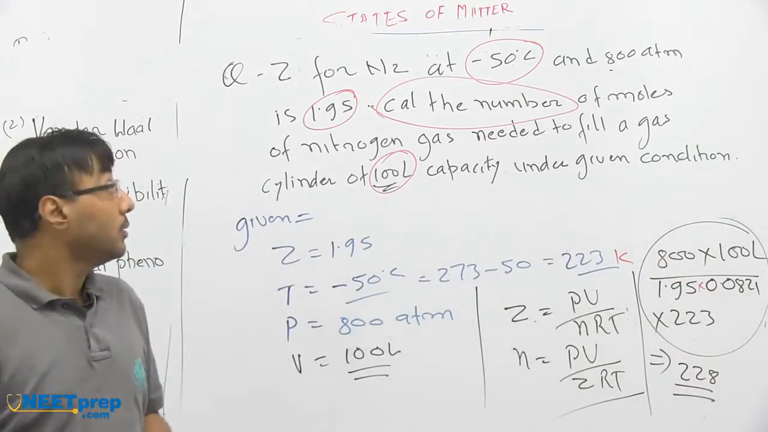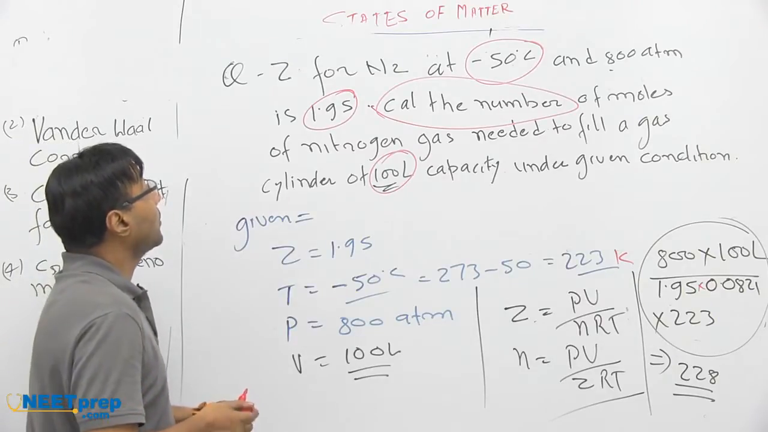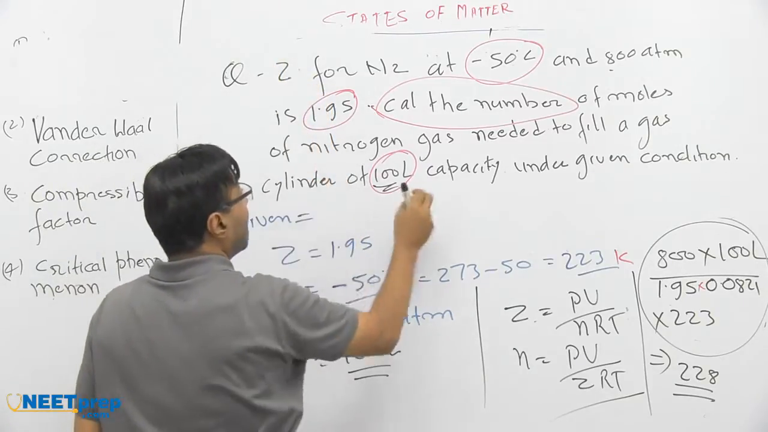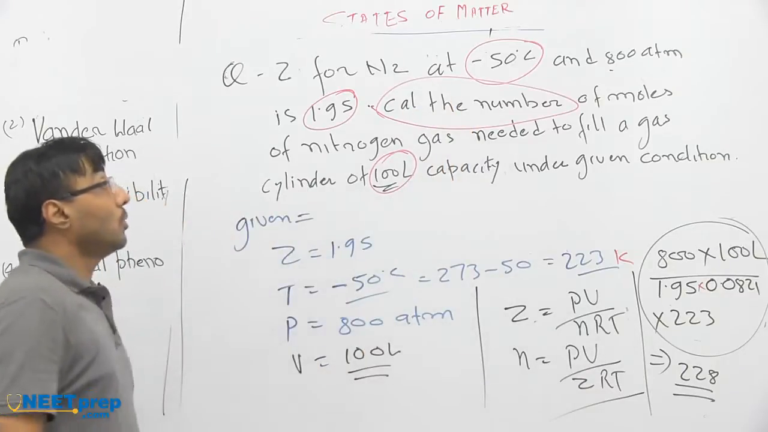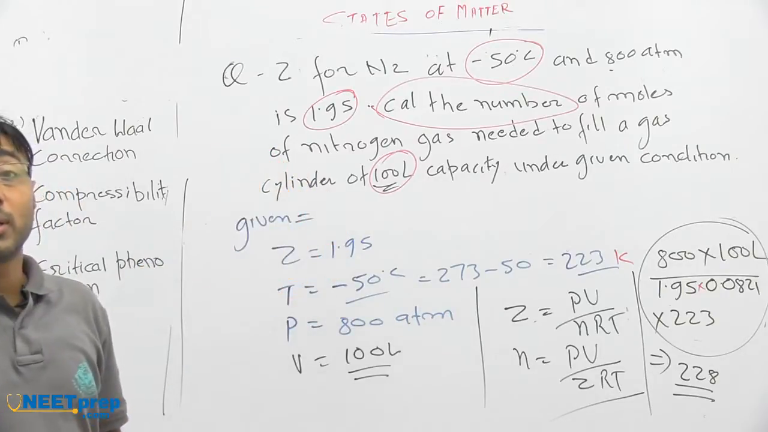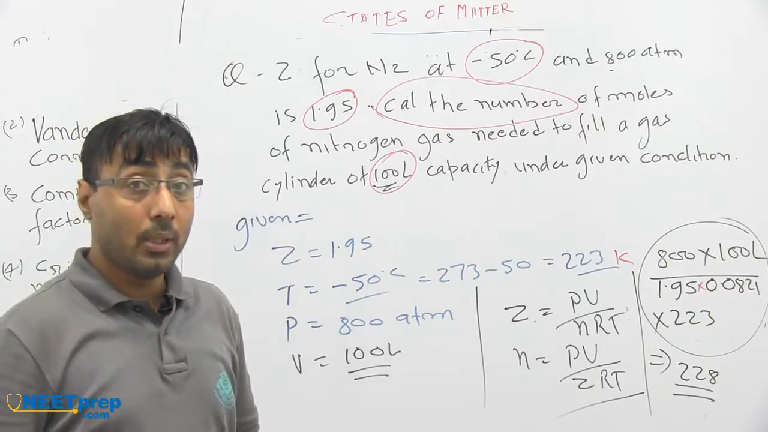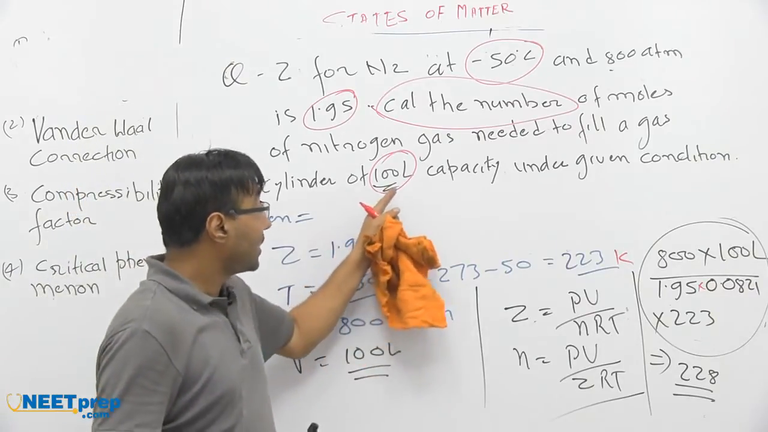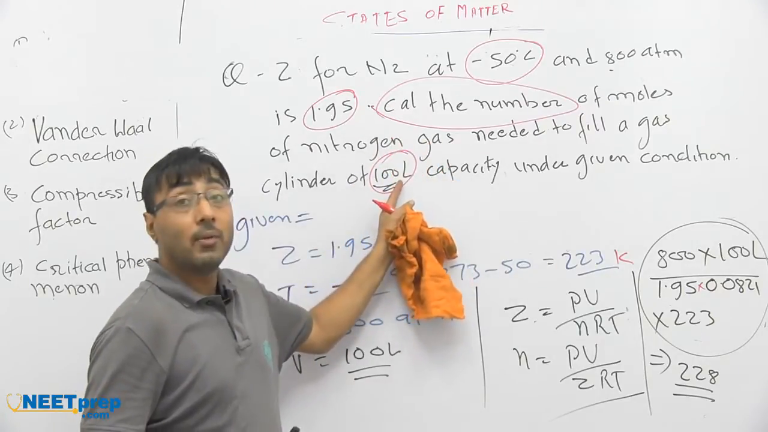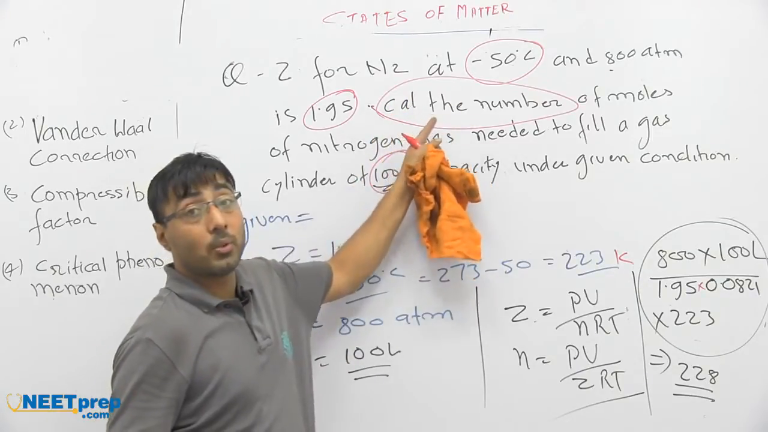So this was the format. We need to find out the value of n. See here the problem where students generally commit a mistake. They consider the volume of nitrogen at the given condition, but we don't need to. We don't need to apply the formula P1V1 by T1 is equal to P2V2 by T2, because they clearly say the volume of nitrogen under this condition is needed to fill this cylinder having capacity 100 liter. So this is the volume.